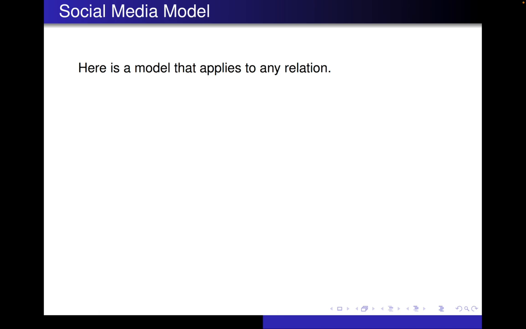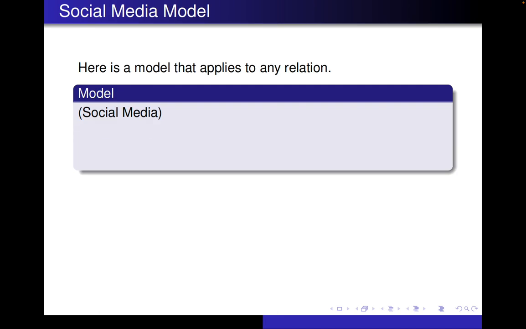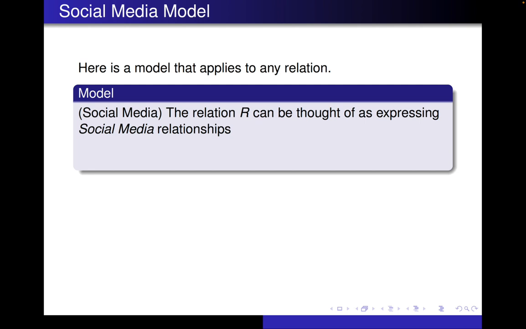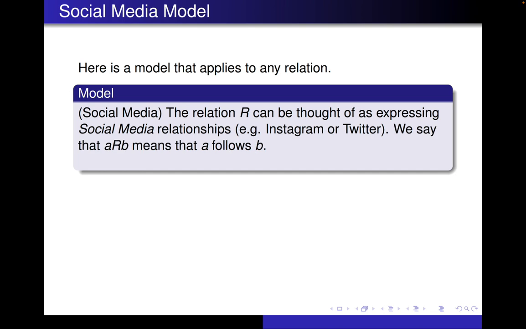All right, so here's a model that can be applied to any relation, and I call that the social media model. You can think of a relation R as expressing some kind of social media relationships, like if you have something on Instagram or on Twitter. We can say that when A is related to B, that could be thought of as A follows B. Note that if A follows B, it is not necessarily true that B follows A, both in a relation in general and on Instagram too. I know because nobody follows me.